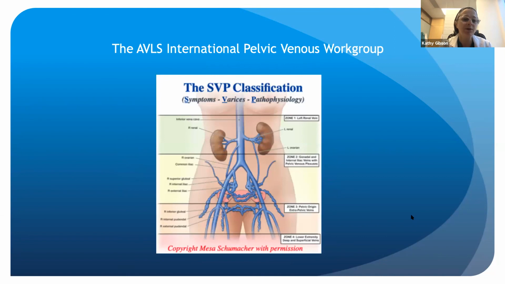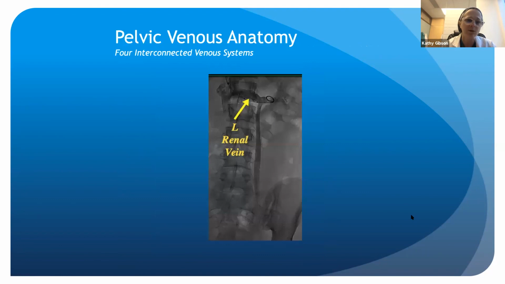So we came up with the SVP classification, and the way I remember it is like s'il vous plaît, SVP. The 3 parts of this are symptoms, varices, and pathophysiology. So I'm going to go over this with you. And the pathophysiology part has some subdomains, which we'll talk about.